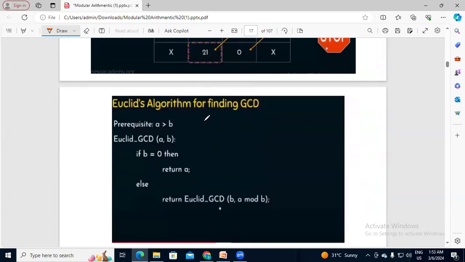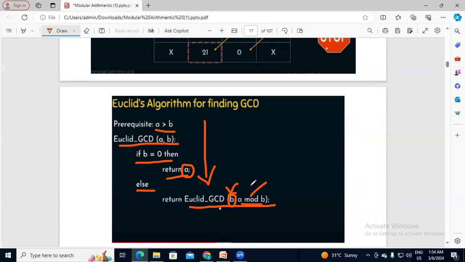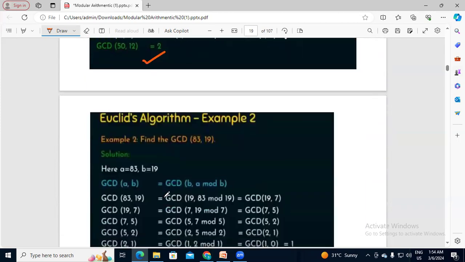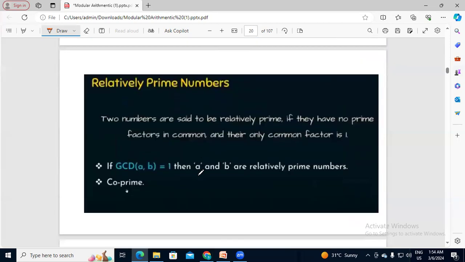This is the algorithm for computing the GCD, Euclid GCD(A, B), and the prerequisite is that A should be greater than B. If B is 0, then we return A, which stores our result. Else, we recursively call this function with the swapping operation: the first parameter is b, and the second is the modulus result. That's how this algorithm works. Here is an example with a equal to 50 and b equal to 12, so you can compute it. Moving on, this is the second example.